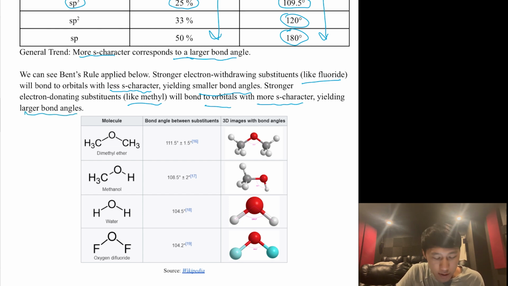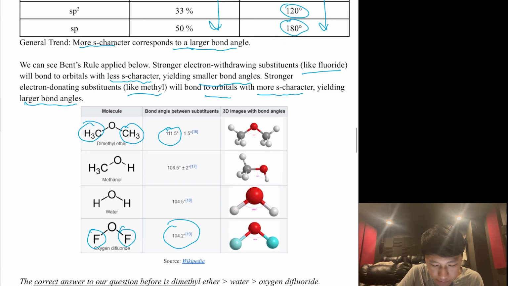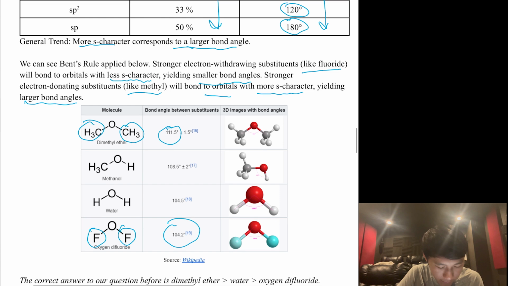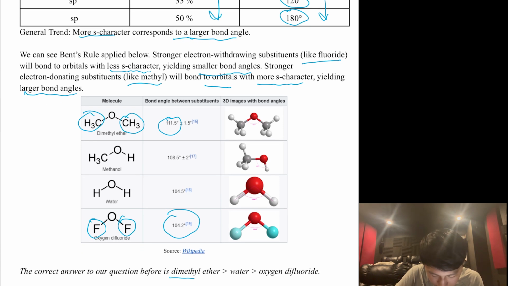And as we see here, we have the CH3 groups. These orbitals will have more s character and thus a larger bond angle. And we can see that it's like 111.5 degrees, as compared to something like fluoride, which is electron withdrawing. It will have a smaller bond angle because it has less s character in its bonding, and that will give 104.2 degree bond angles.